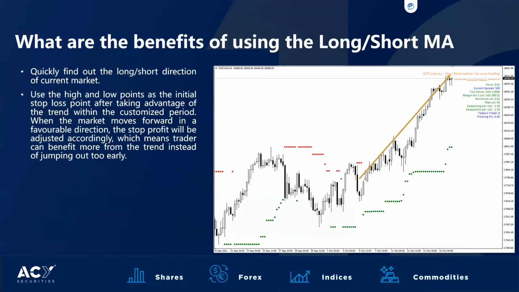Now, the benefits of using the long short MA: it allows traders to quickly find out whether the direction is either long or short for the current market condition, based on, of course, the time frame that you're using. It also allows you to use the high and low points as the initial stop loss point after taking advantage of the trend within the customized period. So when the market moves forward in a favorable direction, whether that's long or short, the stop profit will be adjusted accordingly, which means the trader can benefit more from the trend instead of jumping out too early.